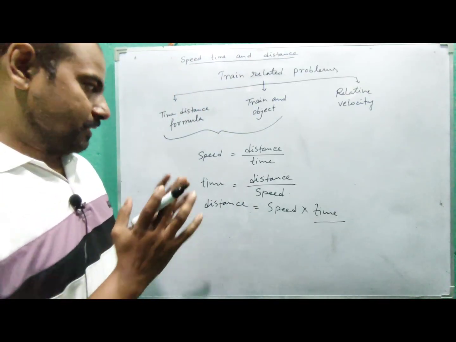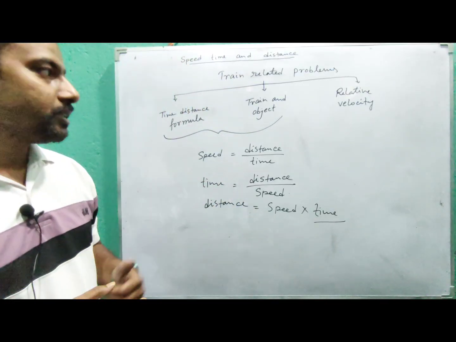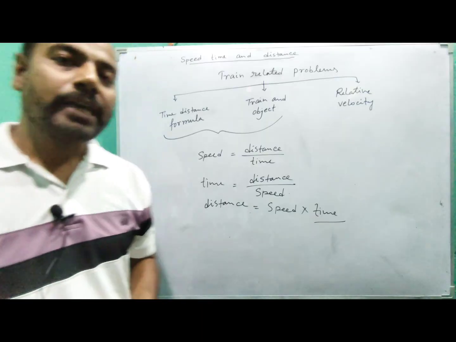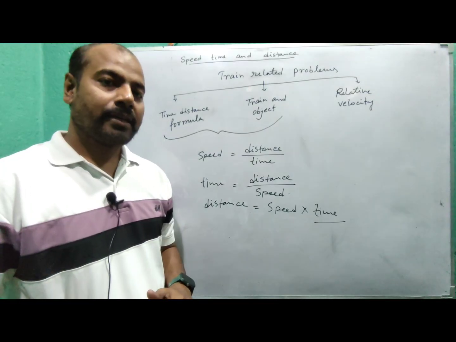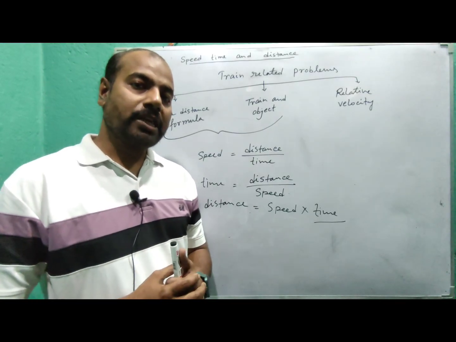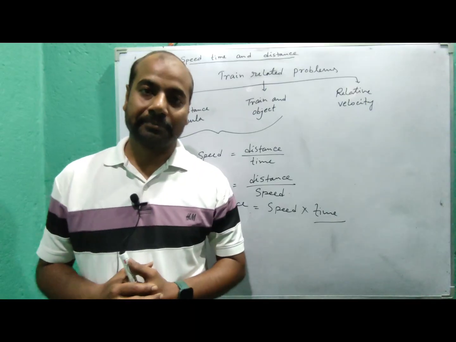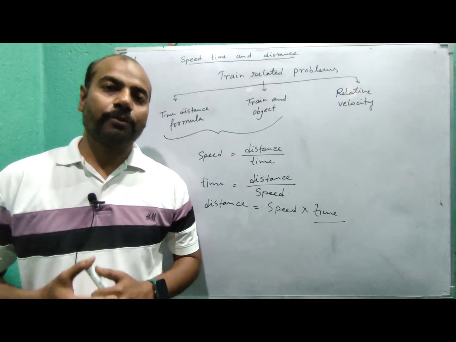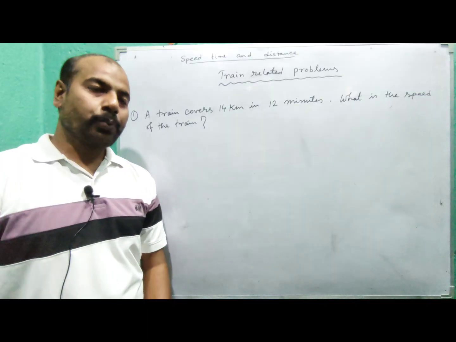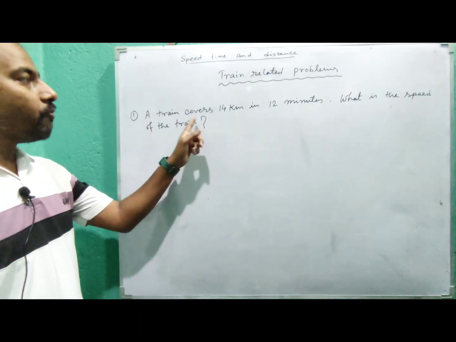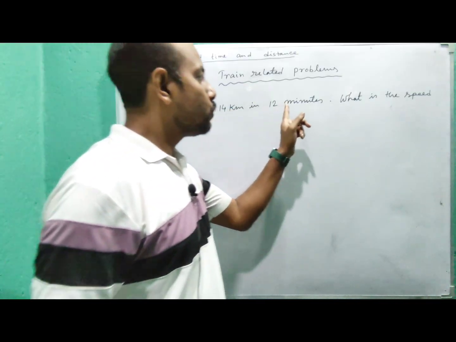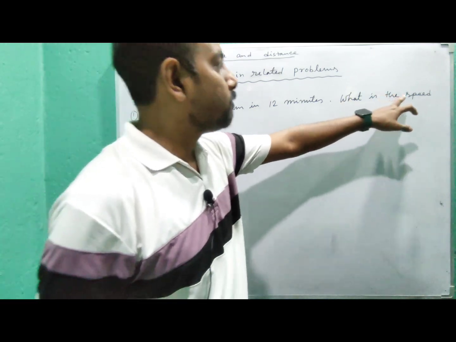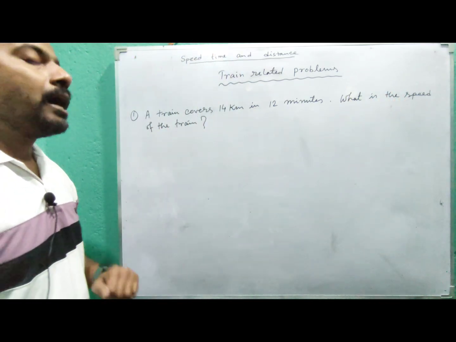So these are the basic formulas we have to use in this type of question. This is the most common question you have to face in any exam. Let us solve a basic problem to understand the formula better. Here is a question. A train covers 14 km in 12 minutes. What is the speed of the train?